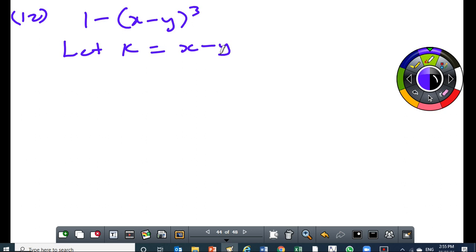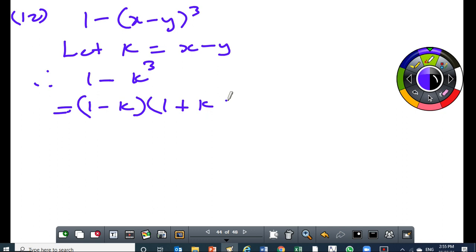It's always better, when you've got a binomial inside the bracket, to introduce a new letter. Then you end up getting 1 minus k cubed. And we know that when you factorize this, we'll get 1 minus k times 1, because 1 squared is 1, then there's a minus there, so you put a plus k plus k squared. So, in terms of k, those two will be your factors.